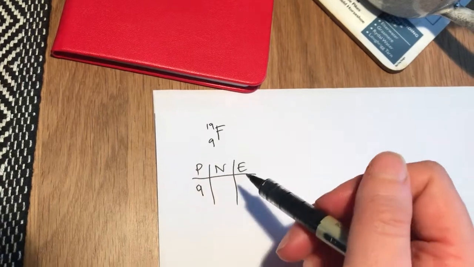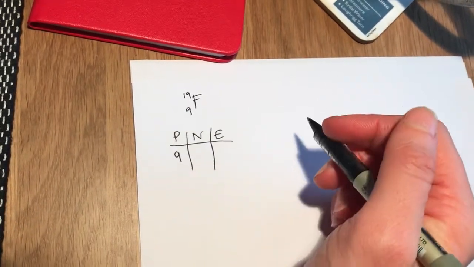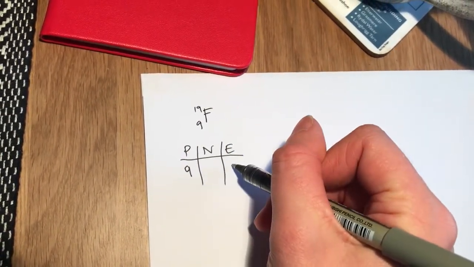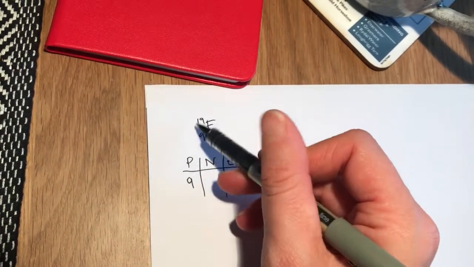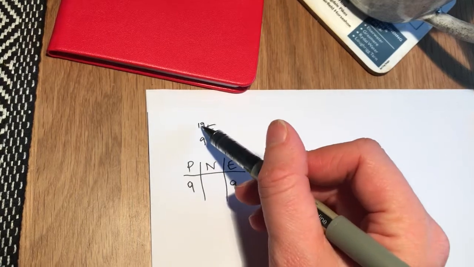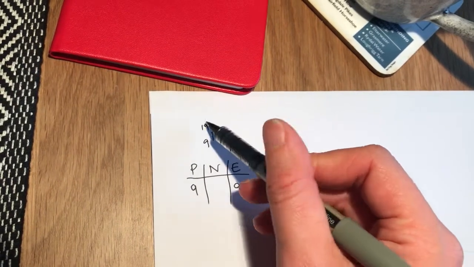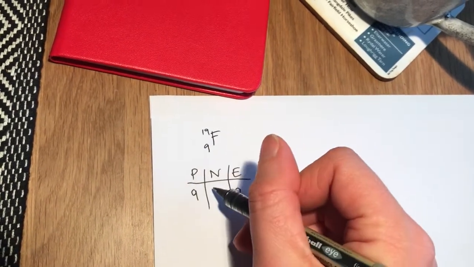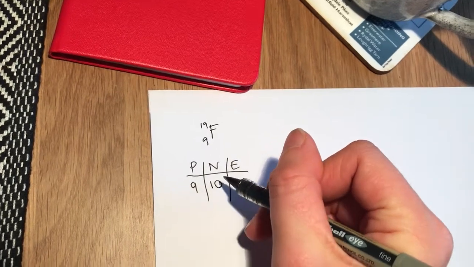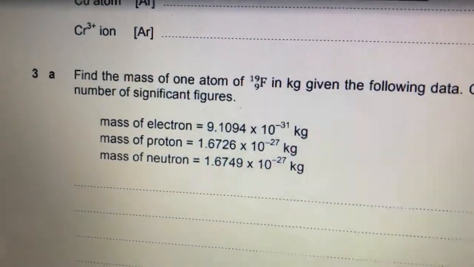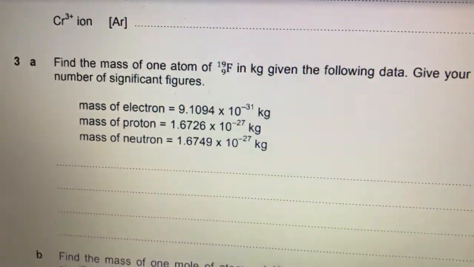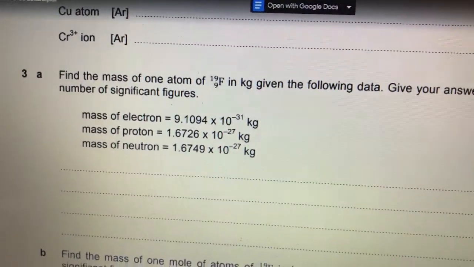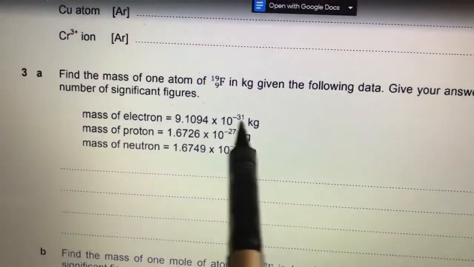In an atom, which is what the question's about, not an ion, the number of protons equals the number of electrons. So there's 9 of those as well. And then in this atom, the number of neutrons is 19 minus 9, so the mass number minus the atomic number, which is 10. Then we've got to use these numbers to work out the total mass of that atom. So we literally take how many of these we've got and multiply it by this mass.